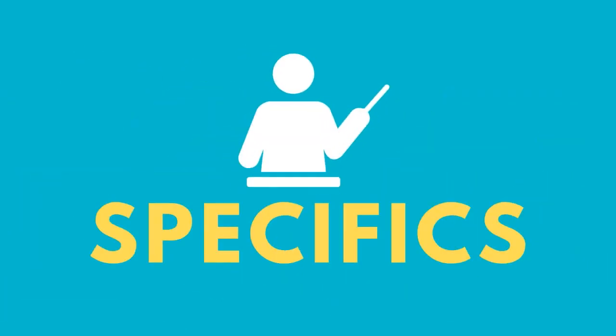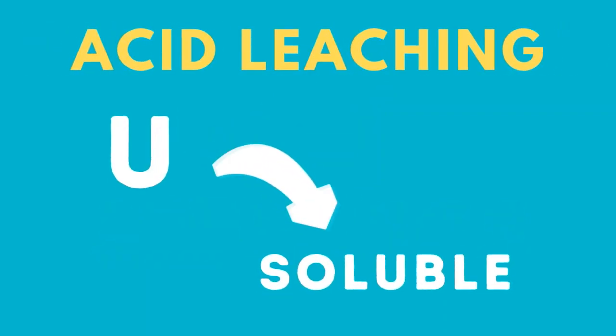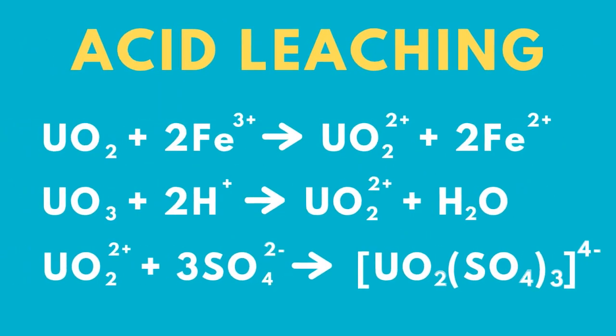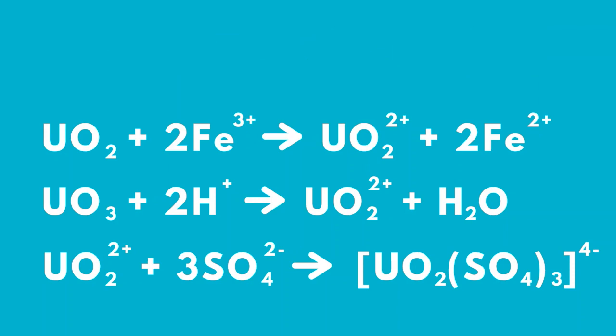Let's now explore the specifics of our separation processes. First, let's talk about leaching. There are two types of leaching, the first of which is acid leaching. Generally, we want to separate the uranium from the ore, so we convert the uranium to a soluble form. For acid leaching, we use manganese oxide, sodium chlorate, and ferrous salts to oxidize the uranium into uranyl sulfate. Here is the reaction pathway in case you're interested. The reaction occurs at around 60 degrees Celsius and will release H2, H2S, and CO2 gases as byproducts.